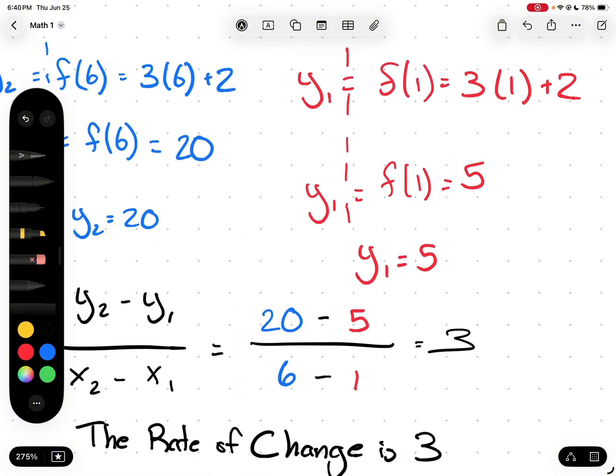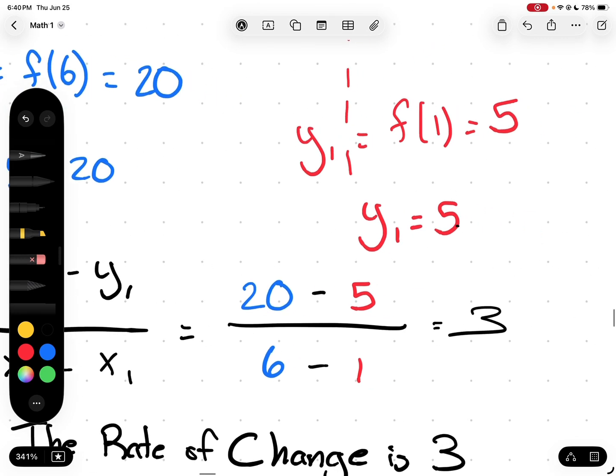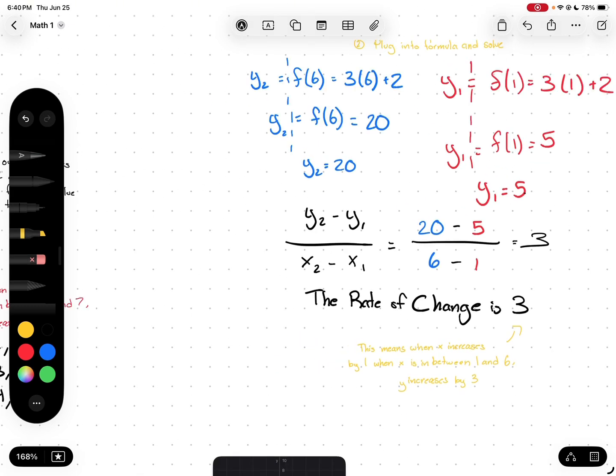And then we set up our formula like we have been doing. y2 is 20, y1 is 5, x2 is 6, x1 is 1. And then when we do that, we have 15 divided by 5, which is 3. Our rate of change is 3, which means that when x increases by 1, when x is between the numbers 1 and 6, y will increase by 3 than what it was before. Hopefully you understand that.